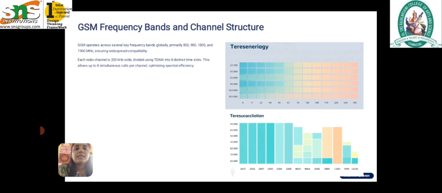GSM frequency bands and channels. The channels are nothing but the nodes that are connected across the networks, where it ensures the frequency band is within the region. GSM operates across several key frequency bands globally, primarily 850 MHz, 900 MHz, 1800 MHz to 1900 MHz, ensuring widespread capacity between the devices, where each radio channel is a 200 kHz wide range divided by TDMA, Time Division Multiple Access, into 8 distinct time slots.